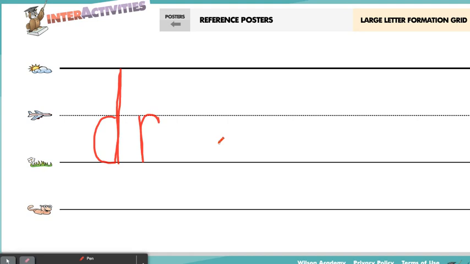D, R, A, N. What would be the A sound you would put here in the center? Magic C, straight line up, and trace down. You would use your AI because that makes the A sound. Drain. N, trace back up, and around.